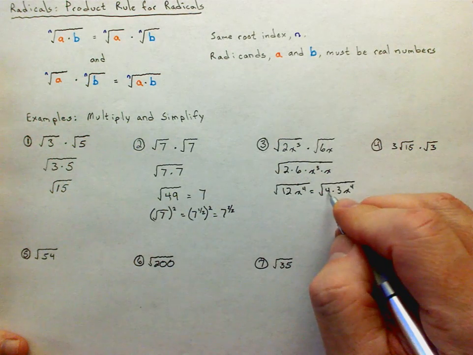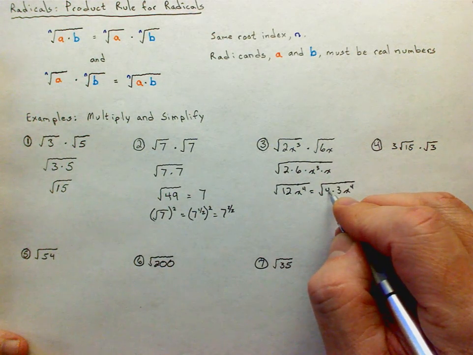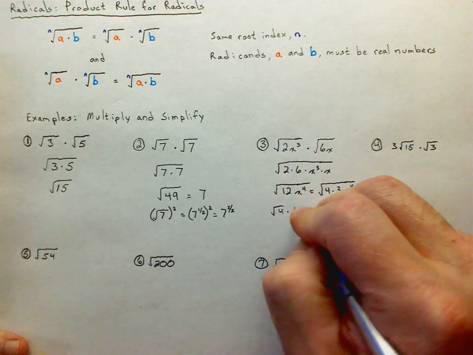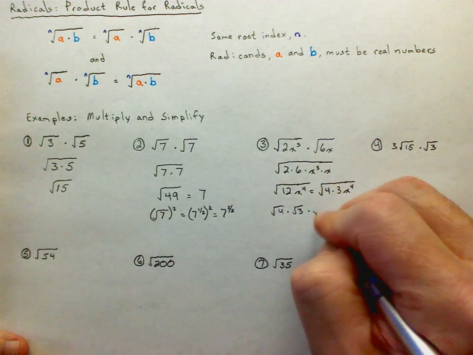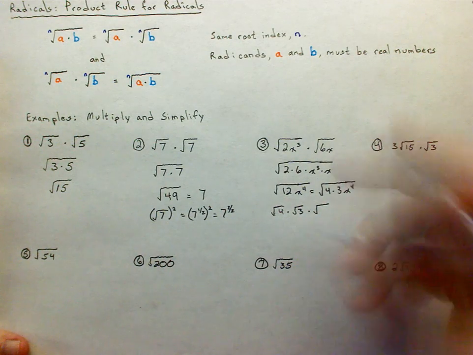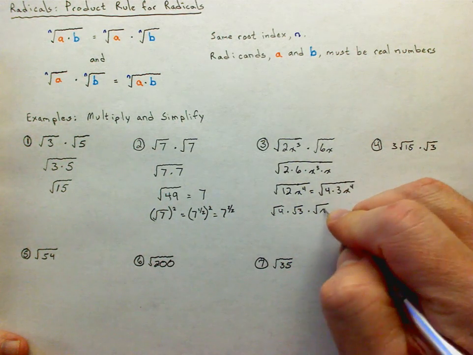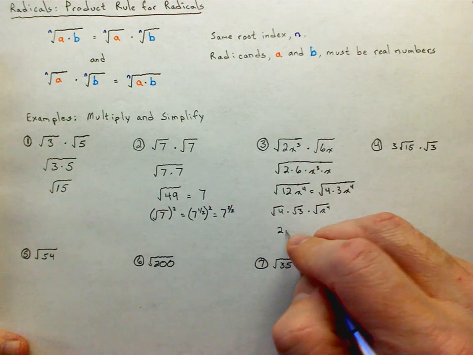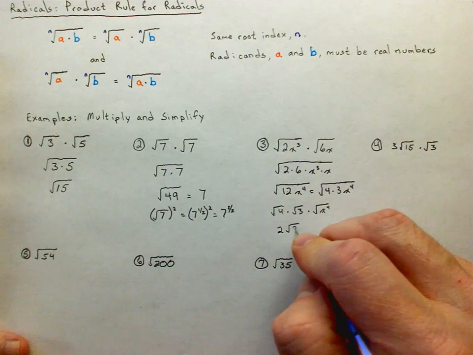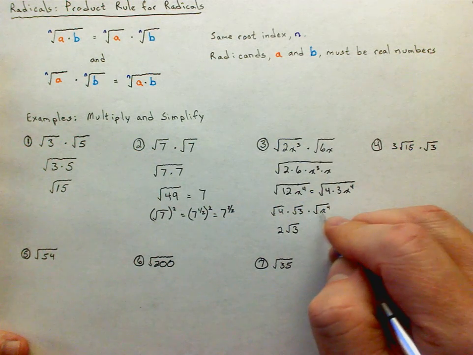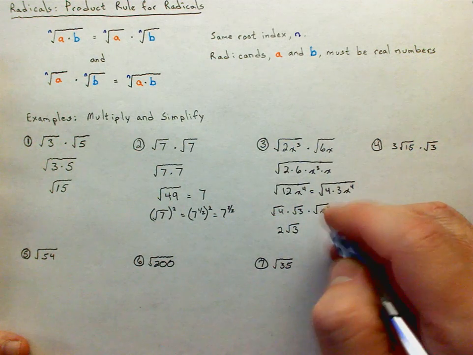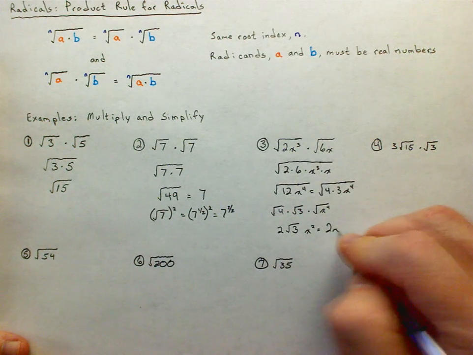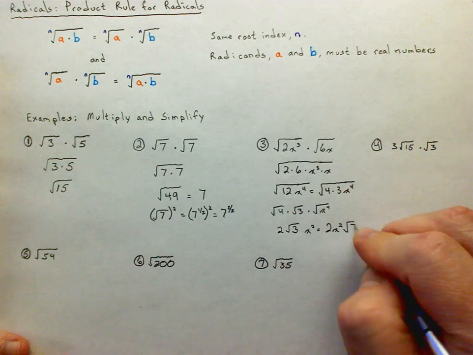Well, the square root of 4, and I can rewrite it like this: square root of 4 times square root of 3 times the square root of x to the 4th. The square root of 4 is 2. The square root of 3 is simply that; I can't simplify it any more than that. And then this becomes x squared. So 2x squared radical 3.